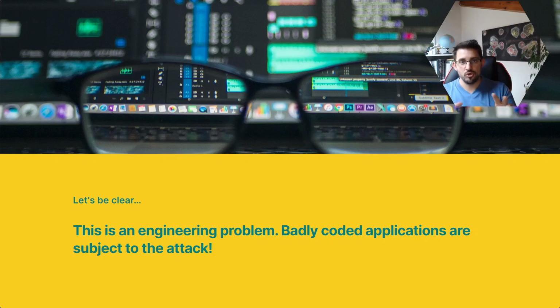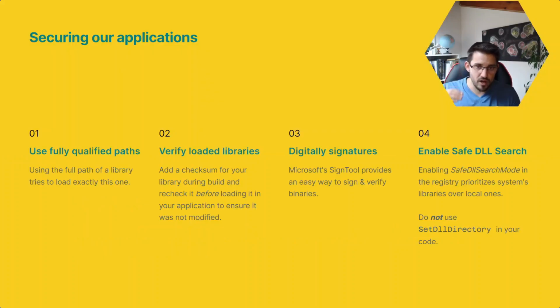So first things first, let's be clear, what I just demonstrated, that's an engineering problem, right? That's not some far-off cybersecurity hacker stuff. This attack is only possible because we made some grave errors in how we deal with our dynamic libraries and how we load them and how we treat them. So the vector of the attack is a badly coded application. So now what do we need to be aware of with our application?